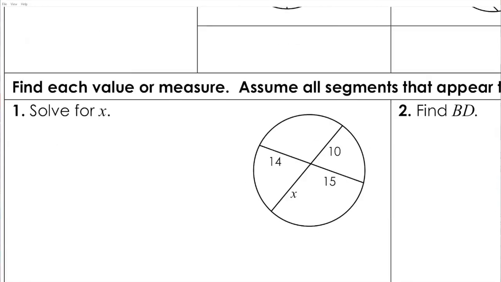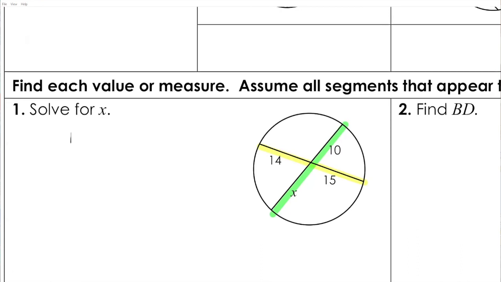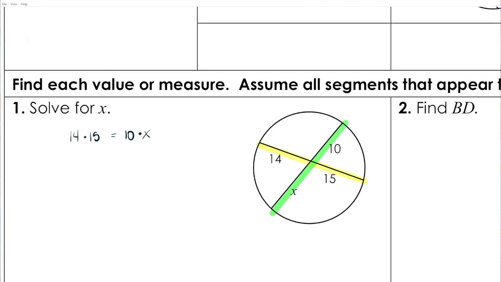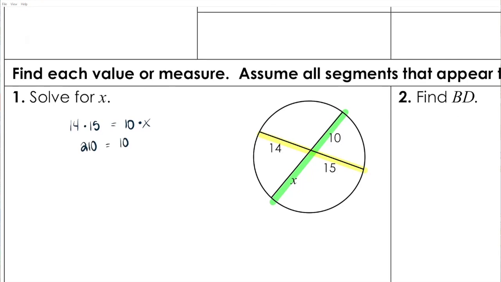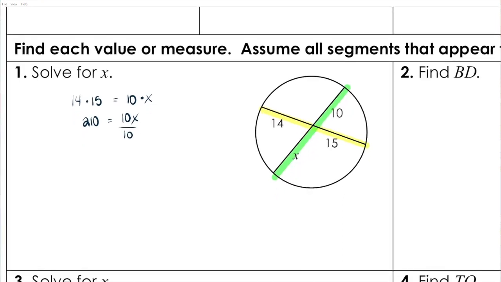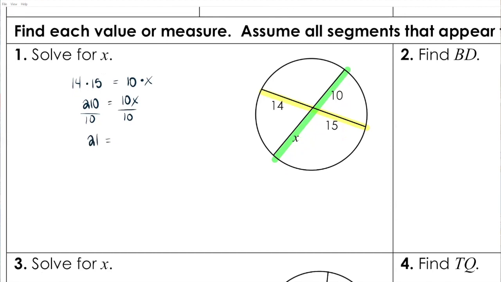Okay, so looking at number 1, they want us to solve for x. So remember, all we're going to do is stay along the same line. So this line is going to be a chord, and the other line is a chord. These are intersecting inside of our circle, so we're going to set them up as a proportion. So yellow line, 14 times 15. Green line, 10 times x. And then we're just going to run our math problems from there. So 14 times 15 is 210. And then divide both sides by 10. So x is 21. Nice and easy. Little layup to get the day started.